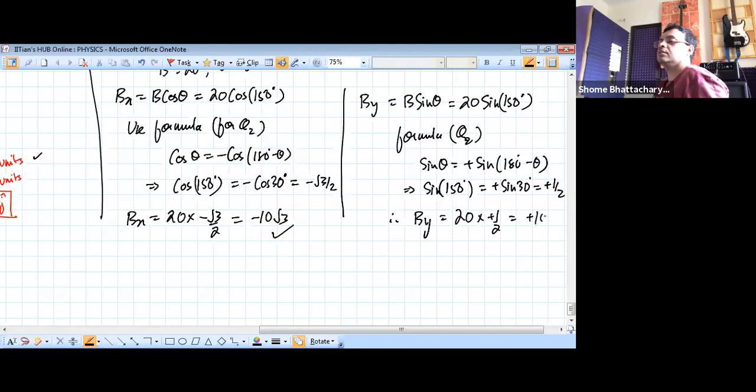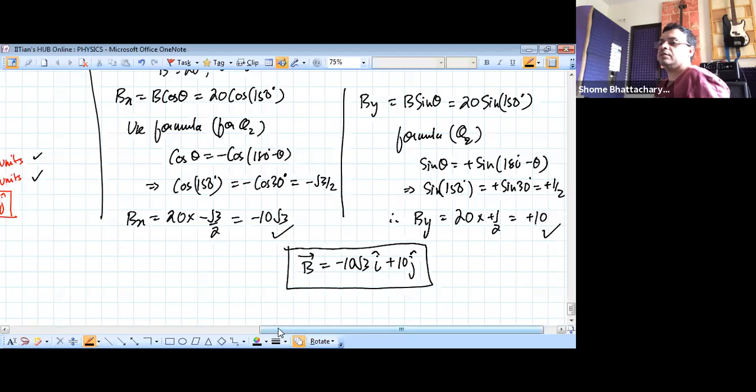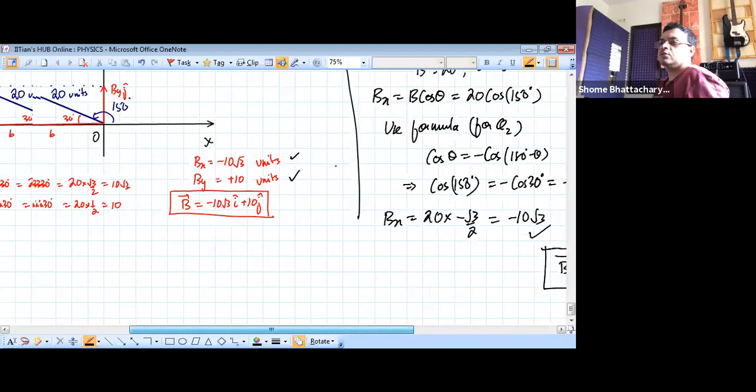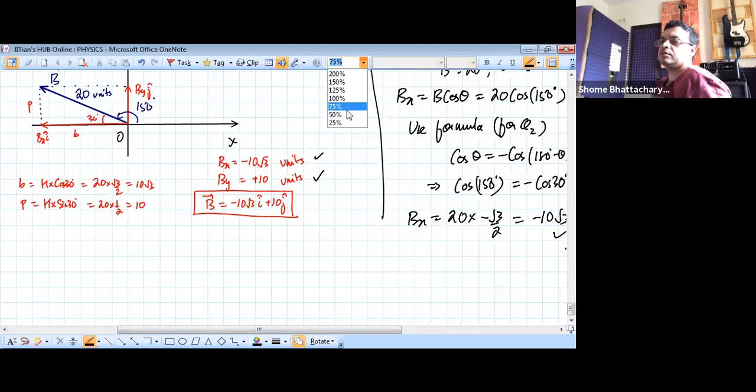So it's plus 10. So again, you can see that agrees with this, and your vector B will be expressed as minus 10 root 3 i cap plus 10 j cap. So in many ways, this vector component concept actually justifies your ASTC rule in trigonometry. So just make a note of this, people. Very important here.